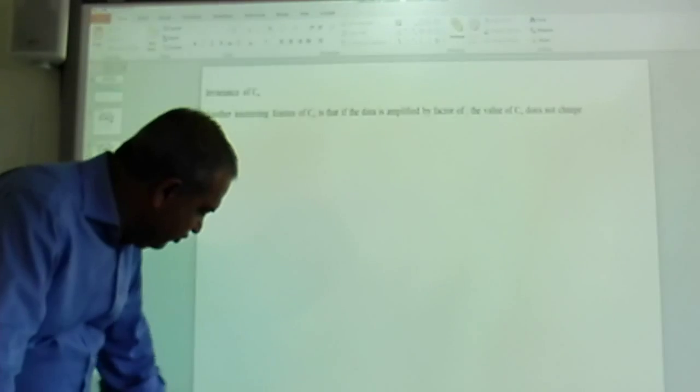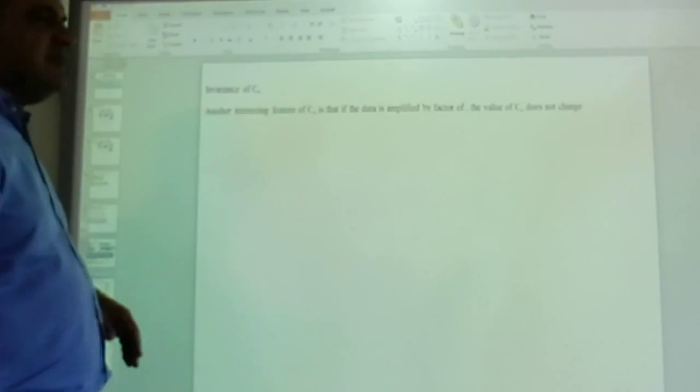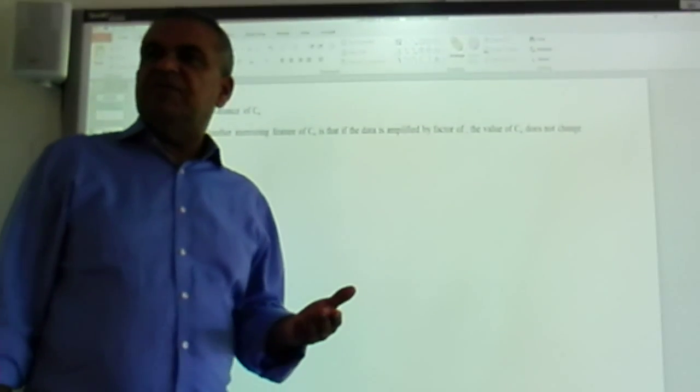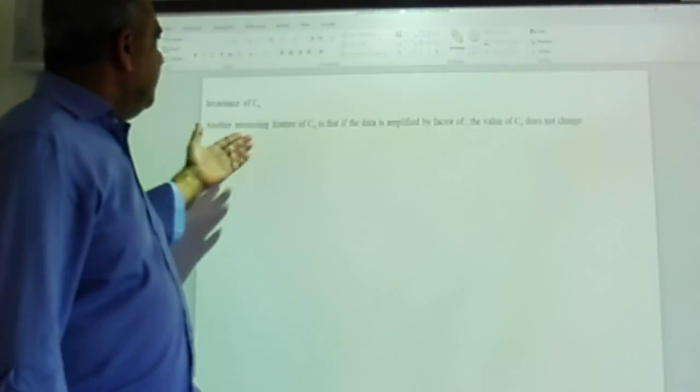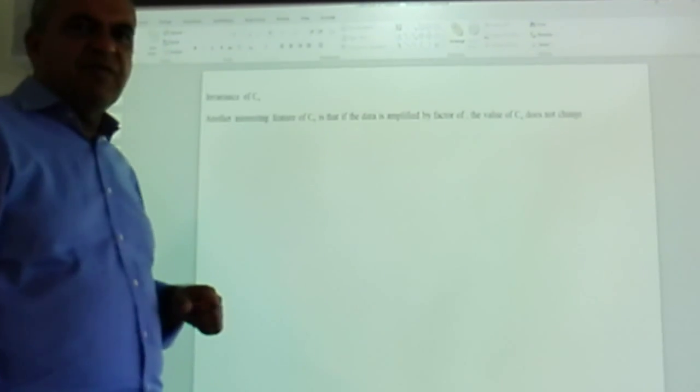So the final conclusion of this study here is just adding a new property of the data, which is the upper limit of the value of the coefficient of variation.